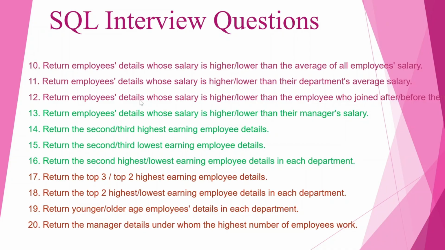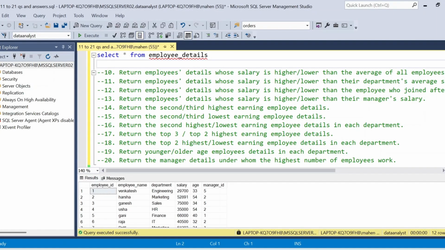I hope you understood how we are going to solve these 10 problems. Now let's see how we are going to solve these problems in SSMS. You can see here I just considered a sample data set having different columns like employee ID, name, department, salary, age, and manager ID. And these are the 10 problems that we are going to solve. We'll solve them one by one.